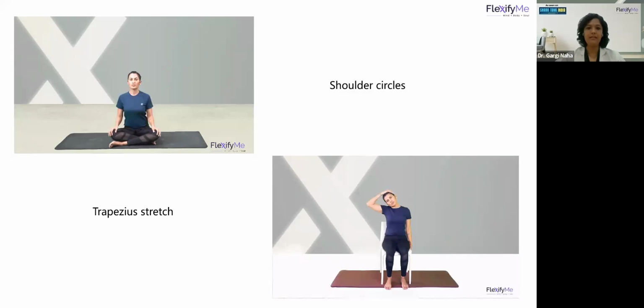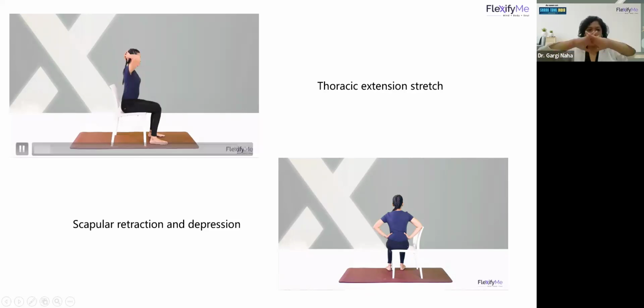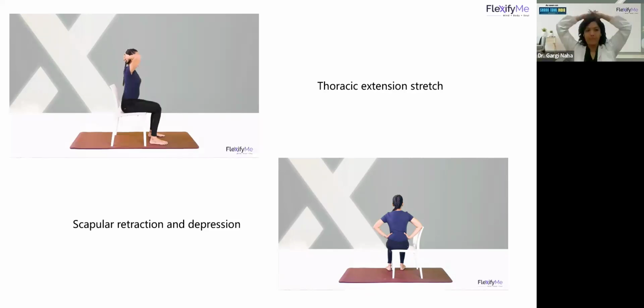Let's come to the next slide. This one is very relaxing, thoracic extension stretch. This is for your neck as well as for your upper back exercise. What you need to do is clasp your hand like this, place it behind your head.